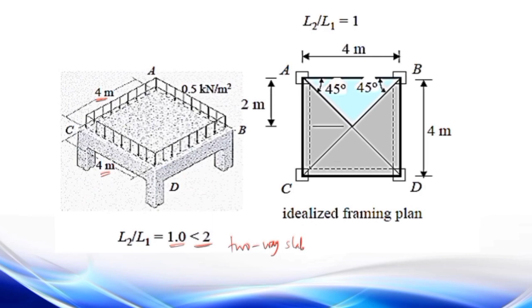So for the idealized framing plan, what we do to distribute the loads is draw 45 degrees. Since this is just a square, we will have equal triangular loading for beam AB, beam AC, beam CD, and beam BD. If we consider only beam CD, then this is the loading. We have here a triangular load.